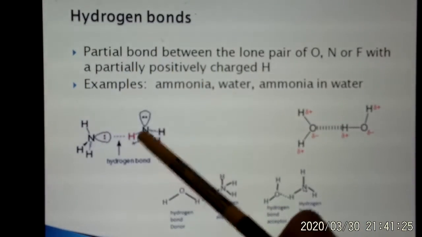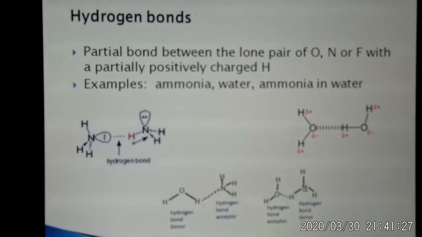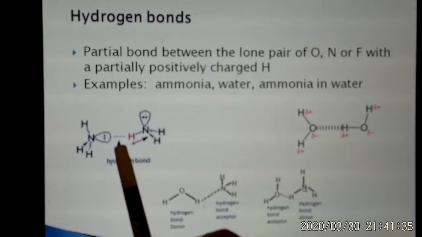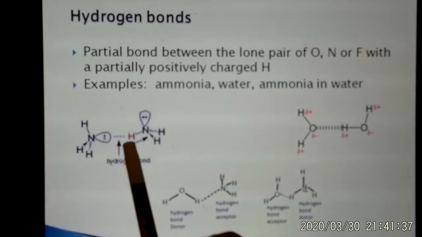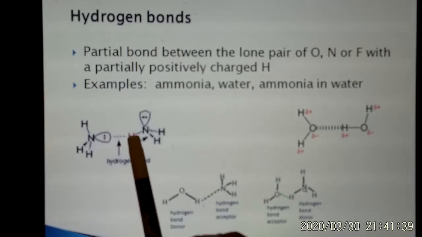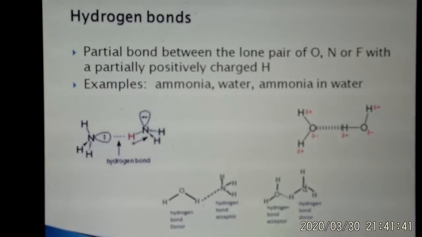Remember, the difference in electronegativity is greater than 0.4. Okay? Now, I have something that's positive here, and I'm next to a lone pair. So this hydrogen can form a hydrogen bond between the lone pair of the nitrogen and itself. Okay? Let's take a look at water.